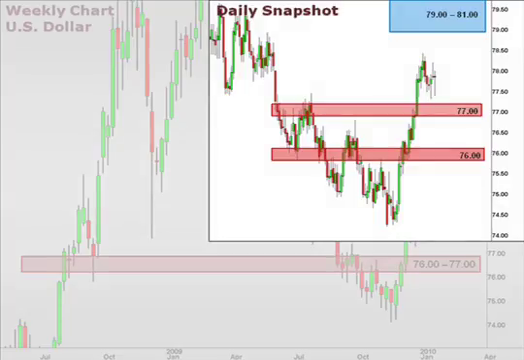Our daily snapshot reflects what appears to be a shallow bull flag forming. However, we are waiting for trading to resume for the new year for further reassurance of a continued uptrend.